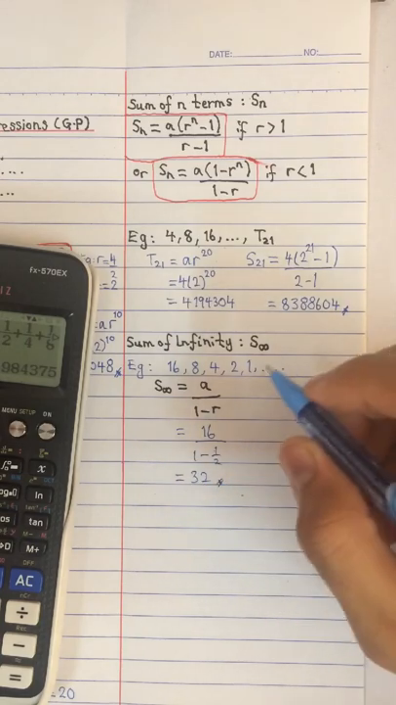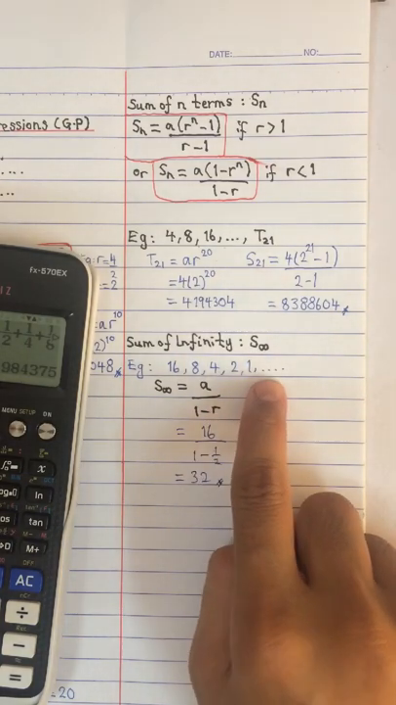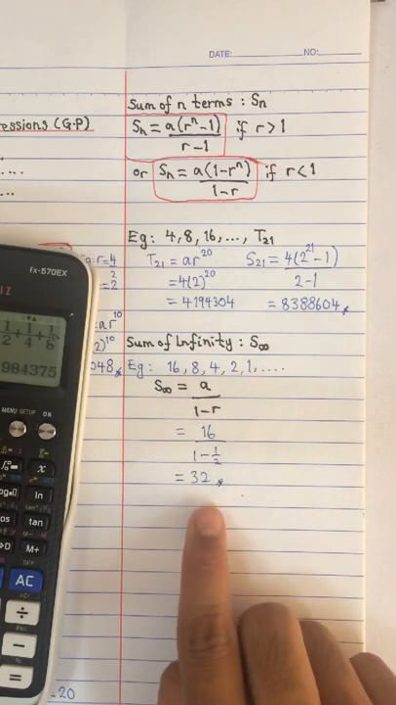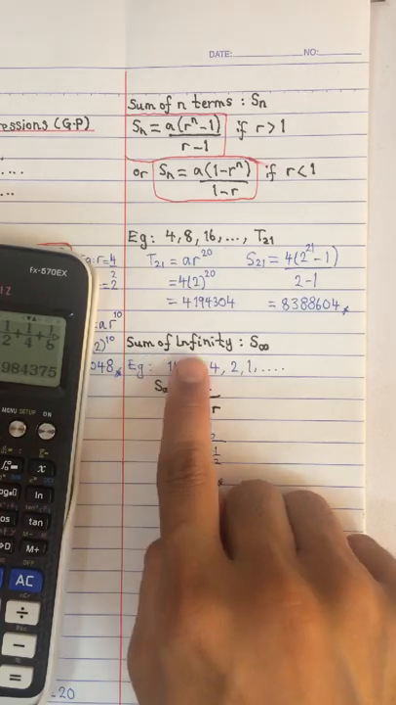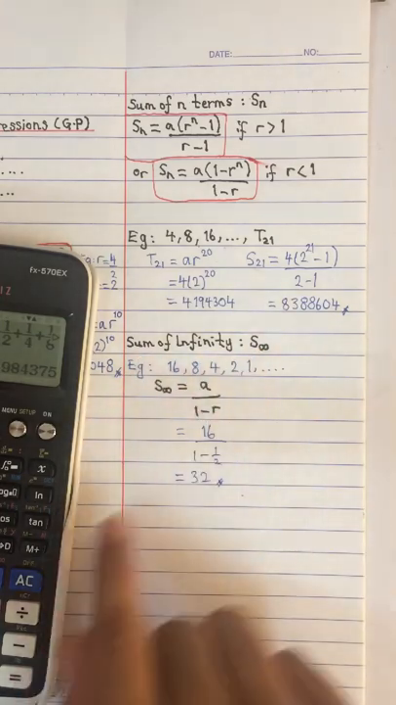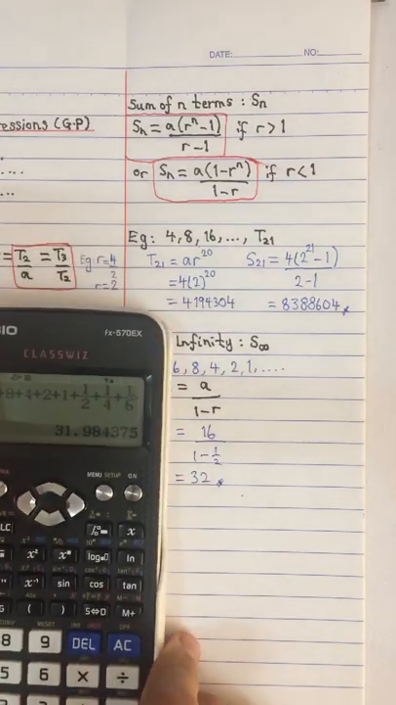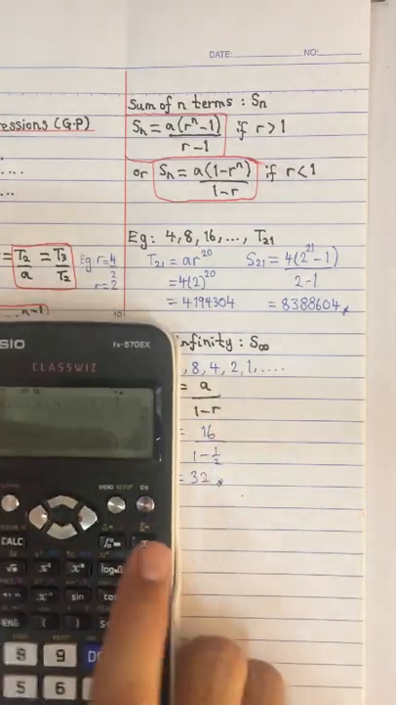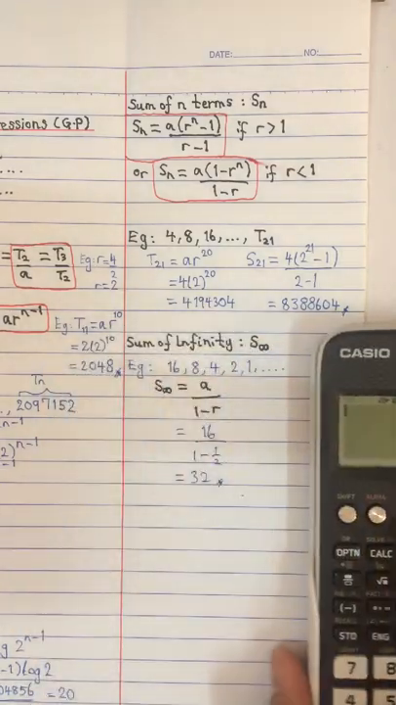So the sum of infinity is used when you want to find the sum and your common ratio is less than 1. If you add all the terms forever, that's why it's called sum of infinity. You are adding forever, so eventually the number will get to 32, like this sequence. If you add everything, it goes to 31.999, and then eventually it gets to 32.